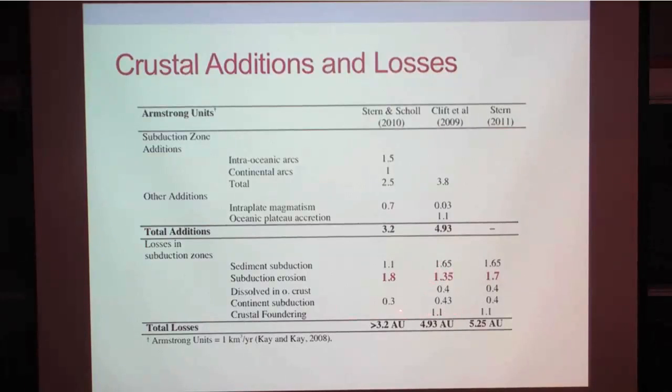Add in crustal foundering. And one thing you get here is that estimates are that we're losing as much continental crust as we're making these days. Okay. So the point being, there's plenty of opportunity to transport crustal material into the mantle. I don't really have time to talk about crustal foundering.